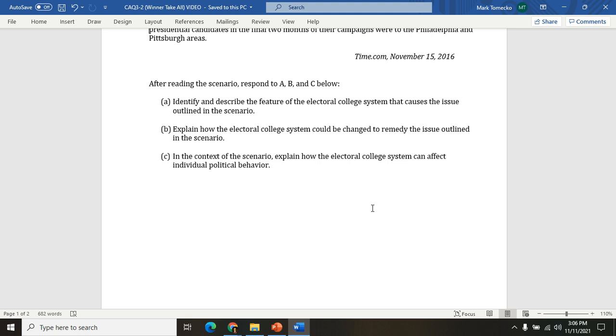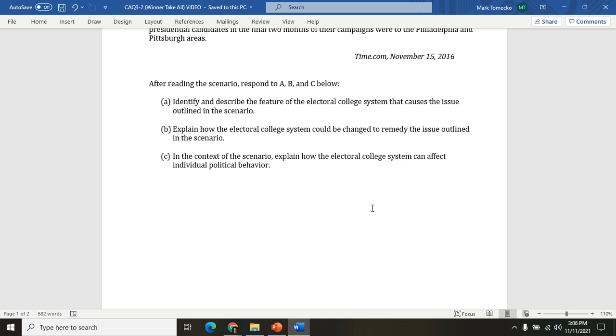So think about it. We're talking about a behavior, something someone does, of a political nature, and it's done by an individual, not by a group, not by an institution, not by government itself, but an individual person.